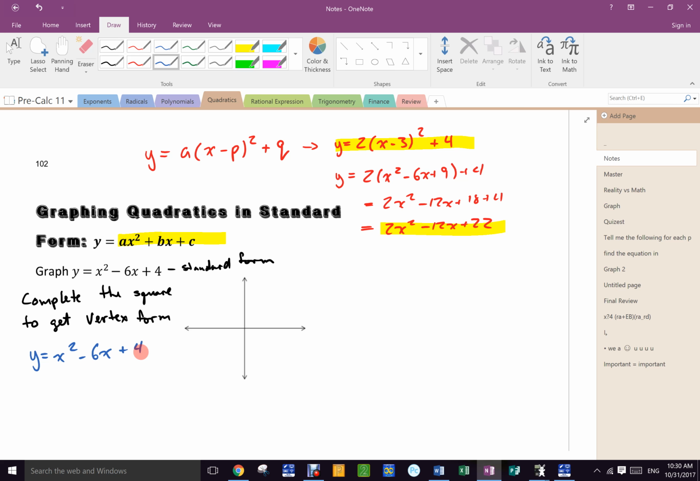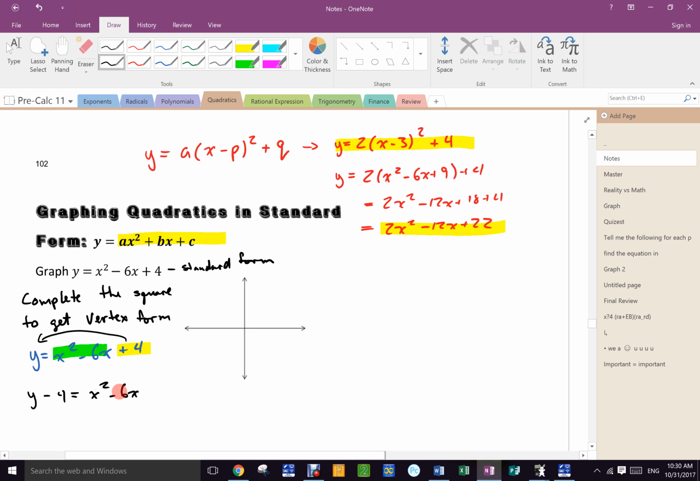Right? Now here's something I like to do. I know that this is the business part of this, correct? And I know that this part isn't very important right now, right? So I'm going to go ahead and move that out of the way. So I get y minus 4 equals x squared minus 6x. Now I can complete the square here, yes?